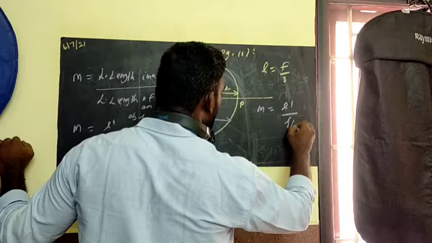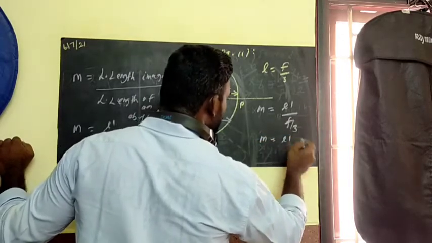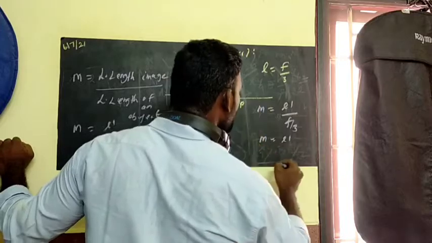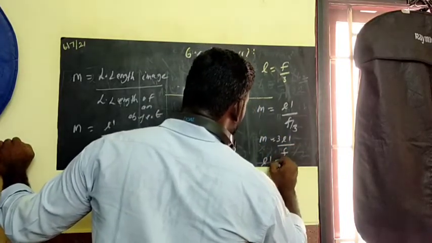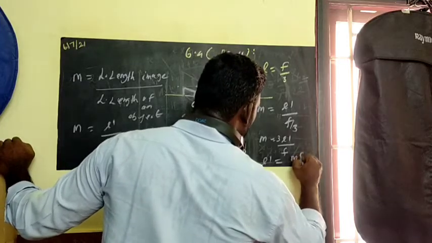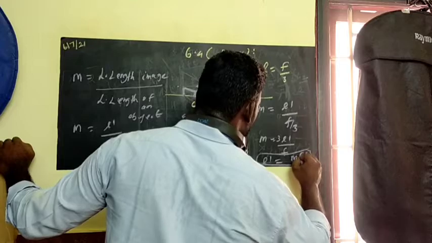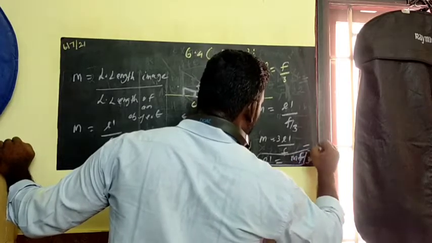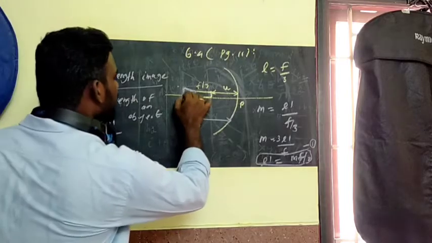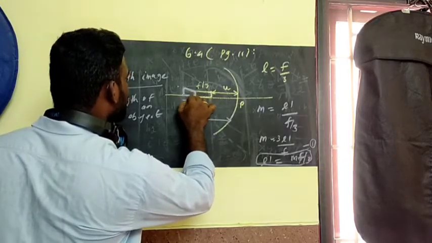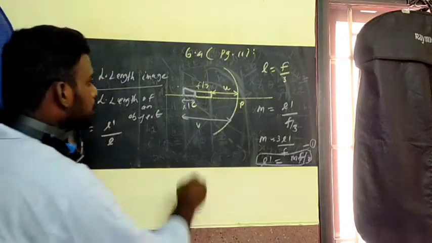That is f by 3, and m is equal to L dash divided by f by 3. The 3 will go upside, so that is 3L dash divided by f. So from this, L dash equals m f by 3. This will be equation number 1. And what is my L dash? This will be L dash. Is that clear up to this?